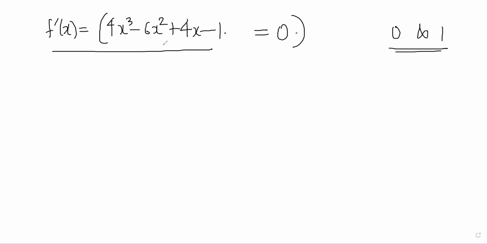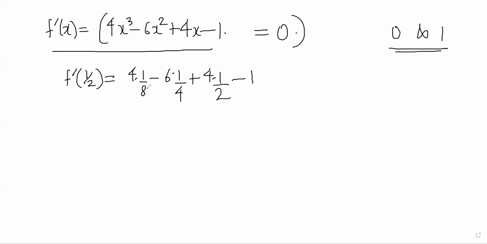At 0, the value was minus 1. At 1, the value was plus. So we can try to find the value at f dash of half. What is it at half? So that is 4 into 1 by 8 minus 6 into 1 by 4 plus 4 into 1 by 2 minus 1. So that is half minus 3 by 2 plus 2 minus 1. It is minus 1, it is 0. Okay, so that is good.